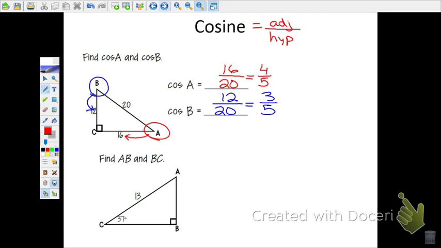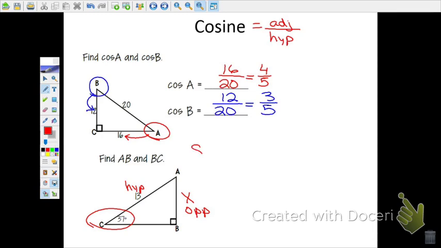So our next triangle, we have angle C that we know to be 37 degrees. So we want to focus in on that angle C. The 13 that they gave us is our hypotenuse. First side we're going to find is AB, okay? And that is our opposite. Okay? So if we've got opposite and hypotenuse, which trig ratio are we going to use?